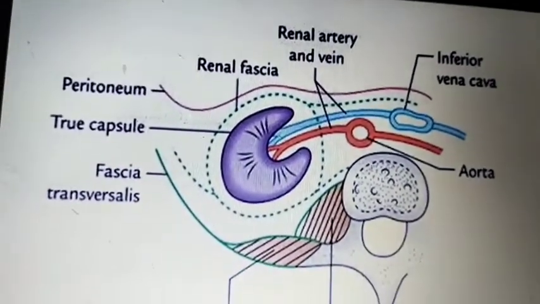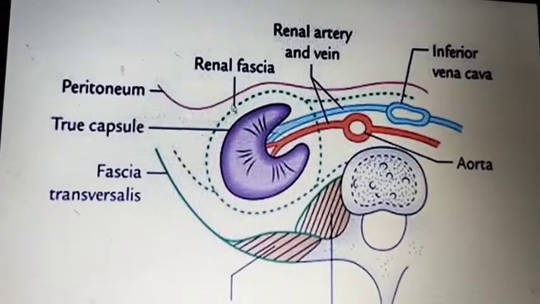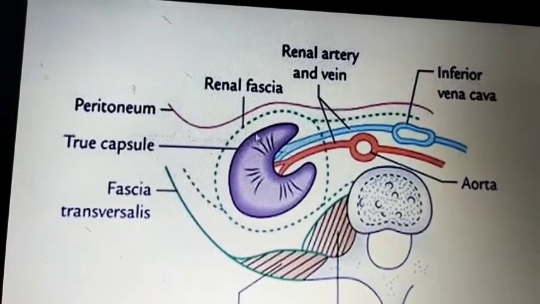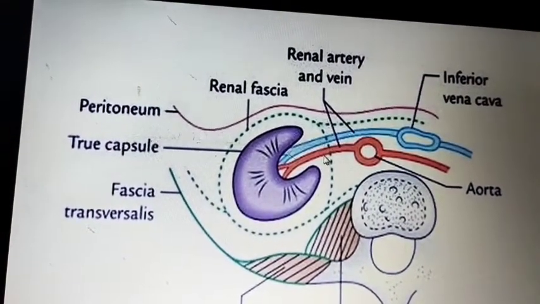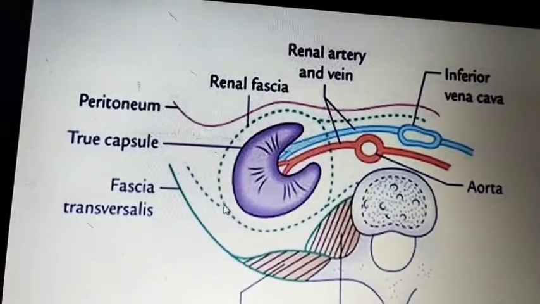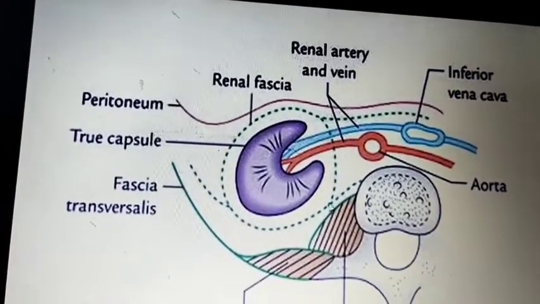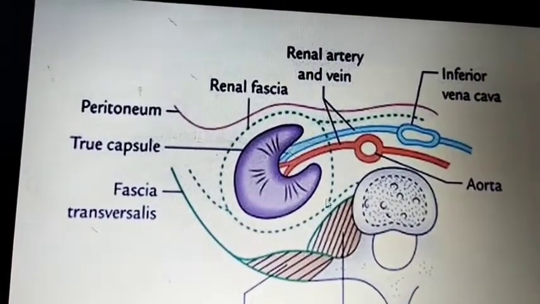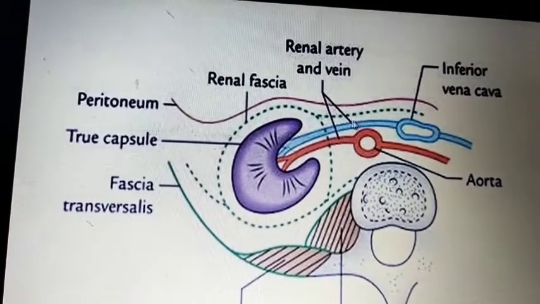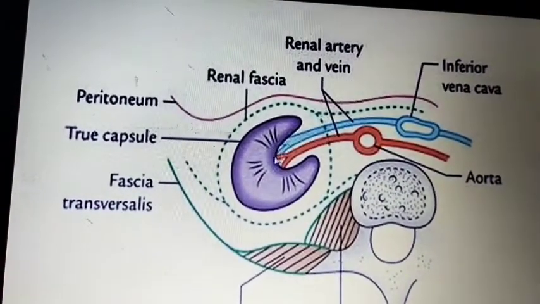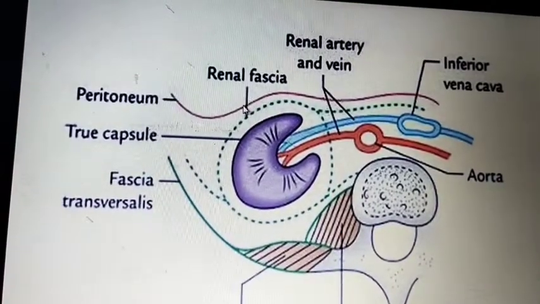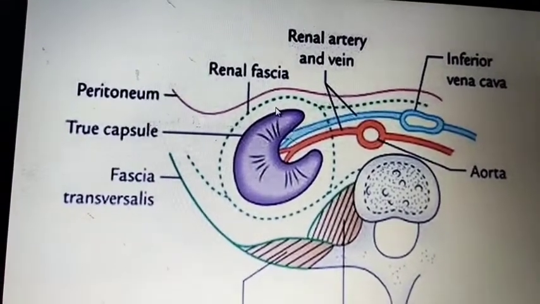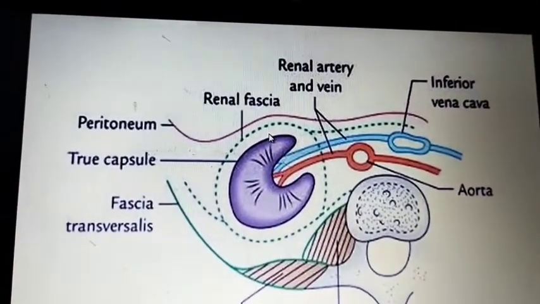You can see in this picture, this is a kidney, and this is the true capsule. This fascia is the renal fascia of Gerota. This is the retroperitoneal space, and this is another fascia. The renal artery and veins enter here, and this is the peritoneum. That's why it is behind the peritoneum, as a retroperitoneal organ. You can go for the next slide.